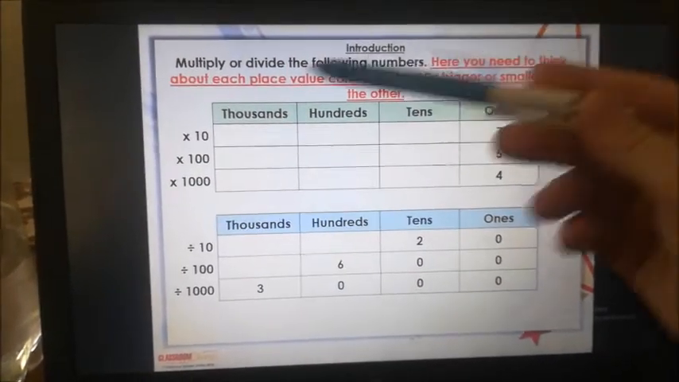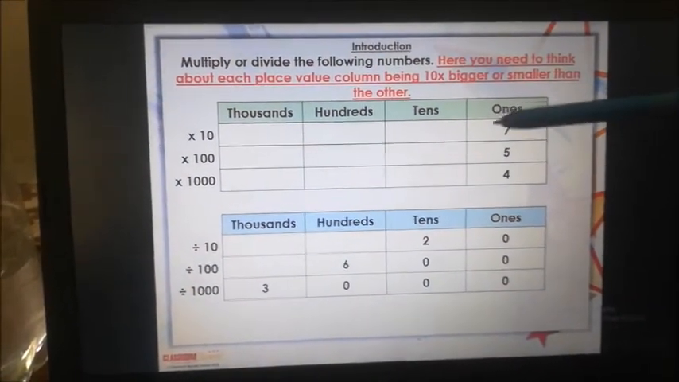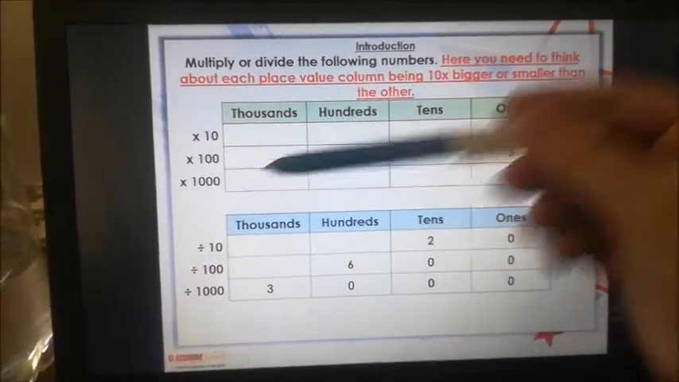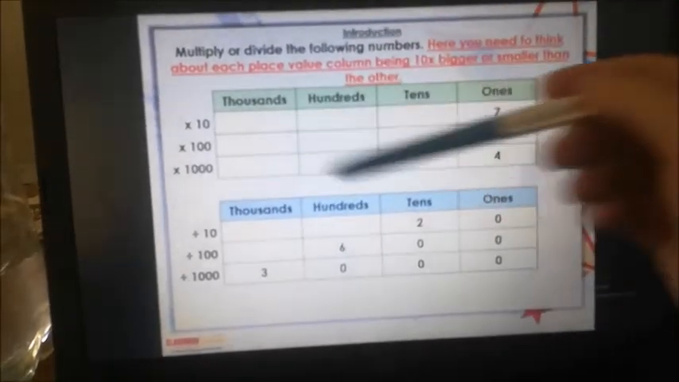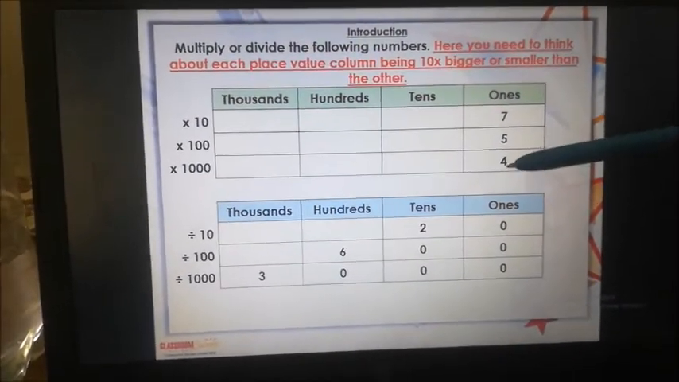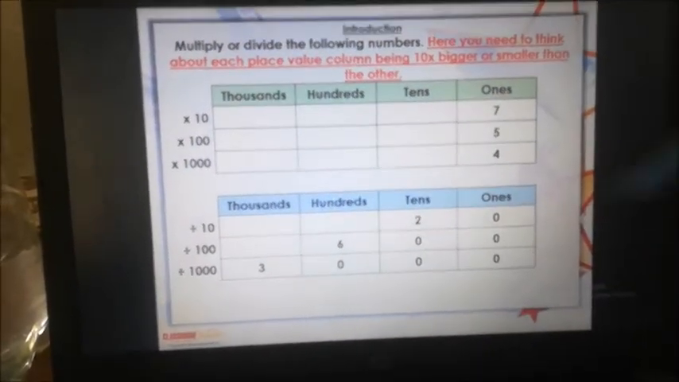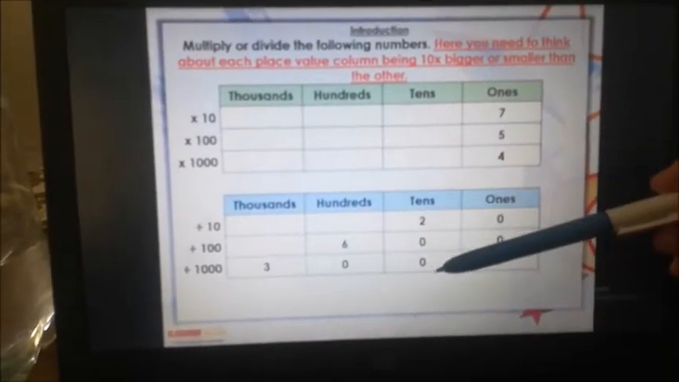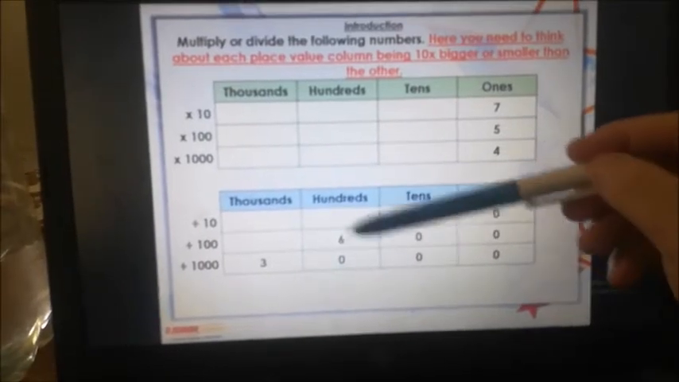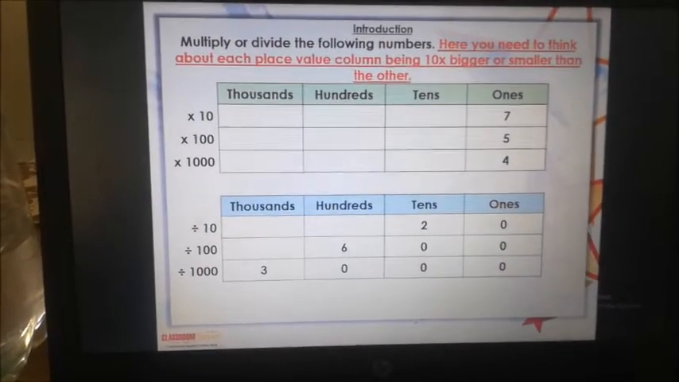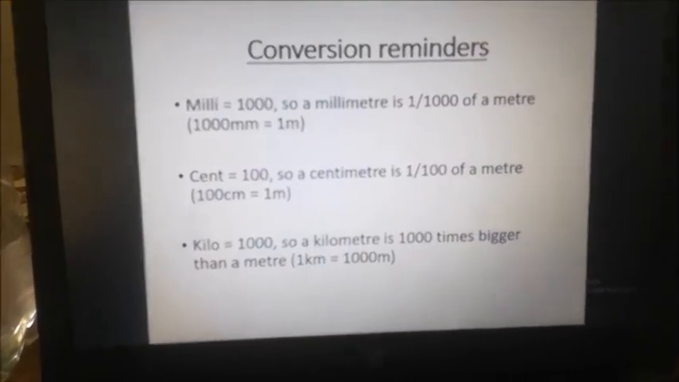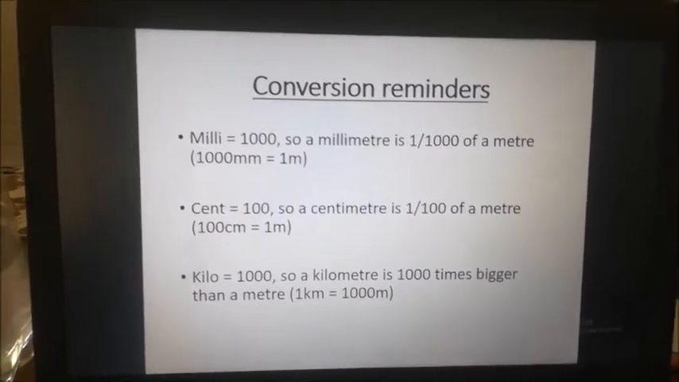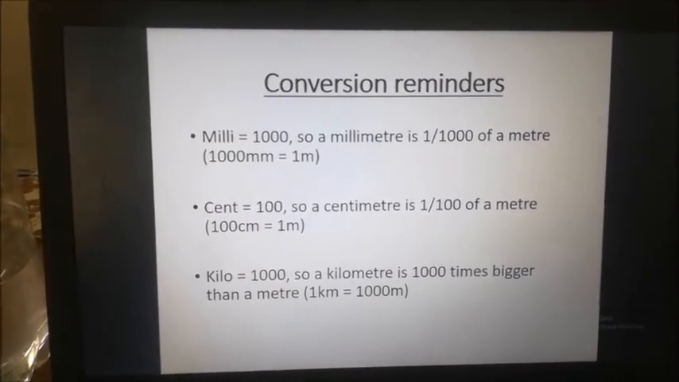Introduction. Here, multiply or divide the following numbers. So we've got 7 and you times it by 10, 5 times by 100, 4 times 1,000. That's it. Don't worry about the place value grid. This is just here to help you if you need to. But it's 4 times 1,000. Write down the answer. Same here: 20 divided by 10, 600 divided by 100, 3,000 divided by 1,000. We've just set it out into the place value columns to help some people. Again, the answers are there. I'm trying to go through a little bit quicker so the videos don't run on to 10 minutes every day.